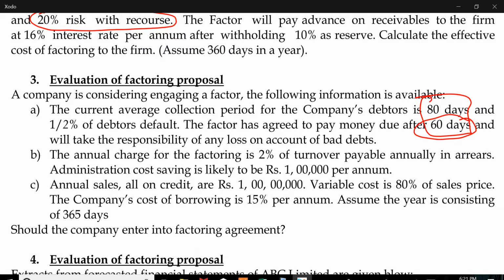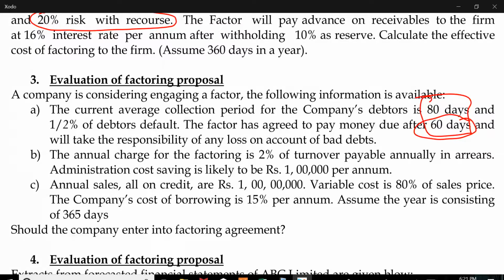So there is no interest which I have to pay to the factor, but I'll have to continue paying interest on a bank loan. But the benefit is, earlier my receivables used to be 1 crore into 80 days. Now my receivables is 1 crore into 60 days. So lesser by 20 days. When this receivables come down by 20 days, my interest cost will also come down. That's my first benefit out of the factor. Factor will help me in saving interest cost. He will help me in reducing the interest outflow to the bank.